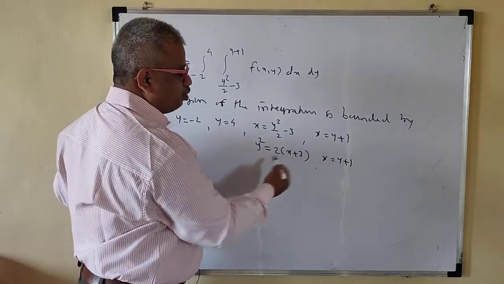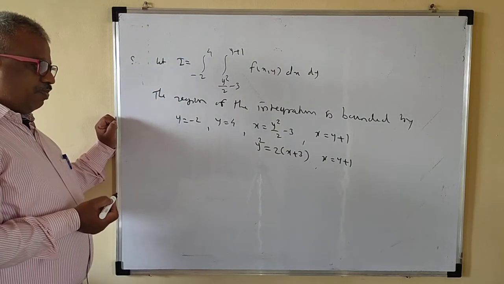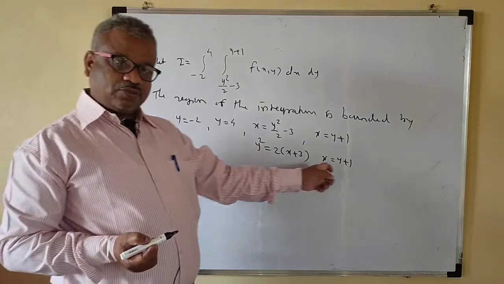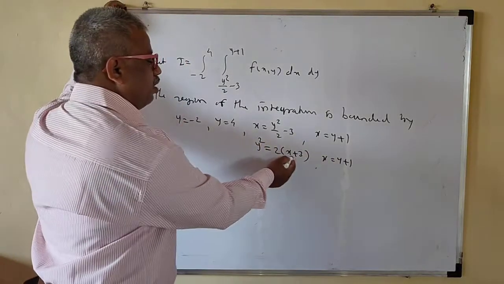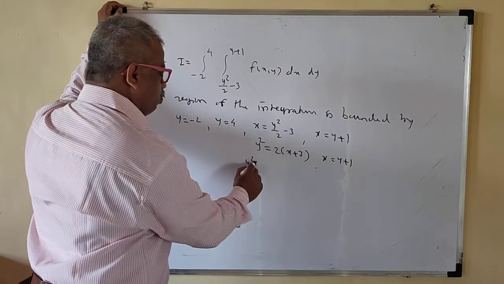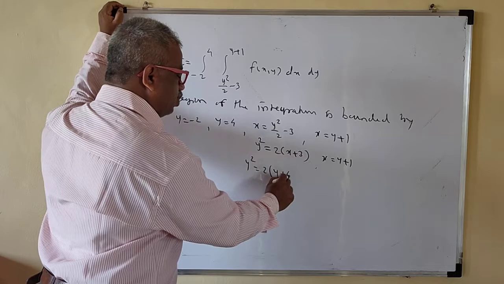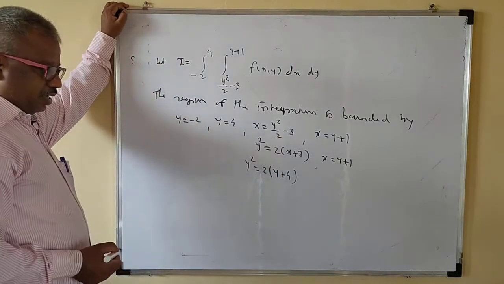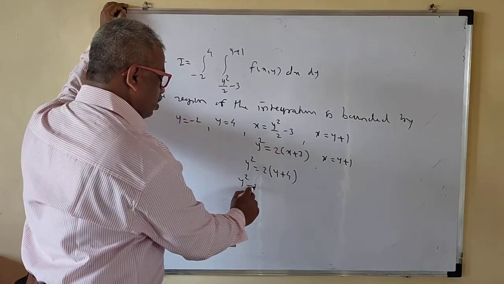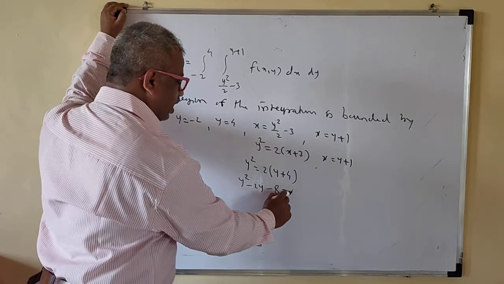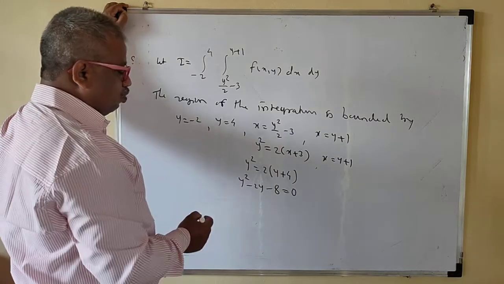So we have to draw these two curves first because they are complicated. We will first find the point of intersection. The value of x is y plus 1, so we directly put the value of x here. y square is equal to twice x plus 3, so y plus 4 here. So this is y square minus twice y minus 8 is equal to 0. Find out the roots of this one.